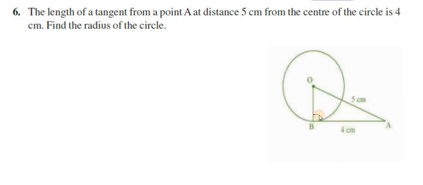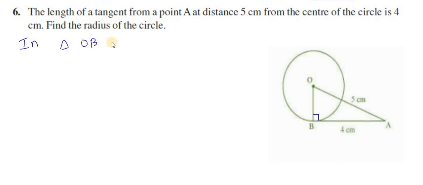We know why it is a right angle triangle, because this is perpendicular here. AB is a tangent drawn to the point B, therefore this is 90 degrees. So in triangle OBA, which is a right angle triangle, we can write that OA square equals OB square plus AB square.